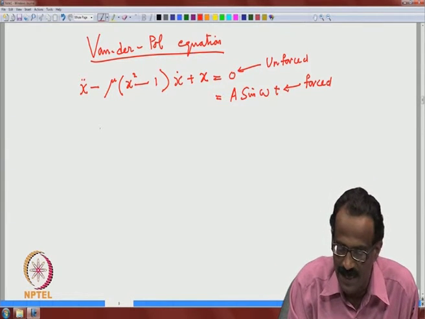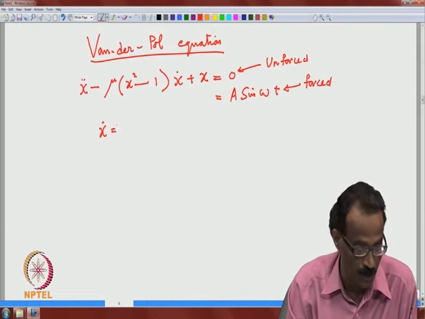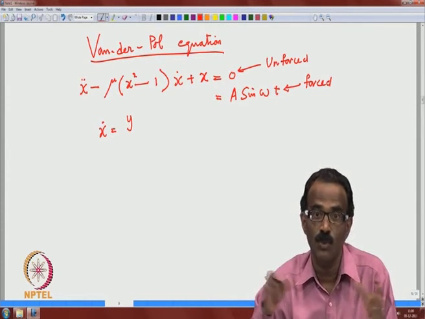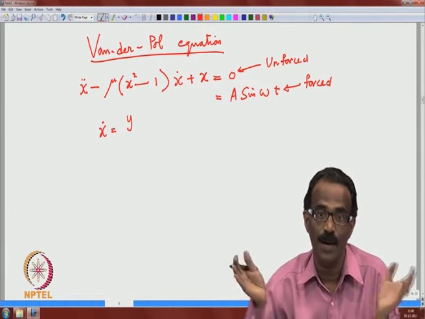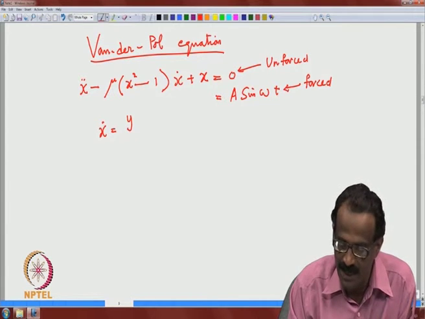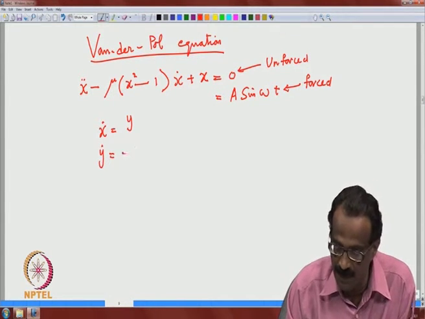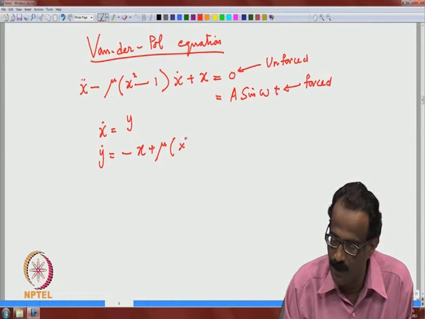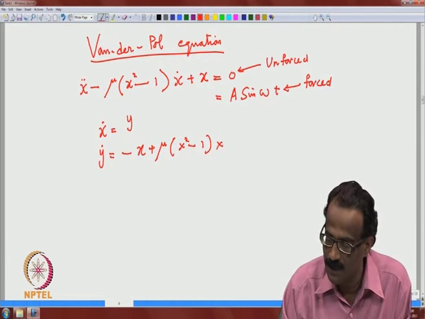You can write this again as a system; there are different ways possibly. When I am writing it as a system, it does not mean that it is a unique way of writing it. You can write down the systems in different ways. What I have done here is the easiest way of writing it, and different ways of writing it will have different effects, plus mu into x square minus 1 into x dot.